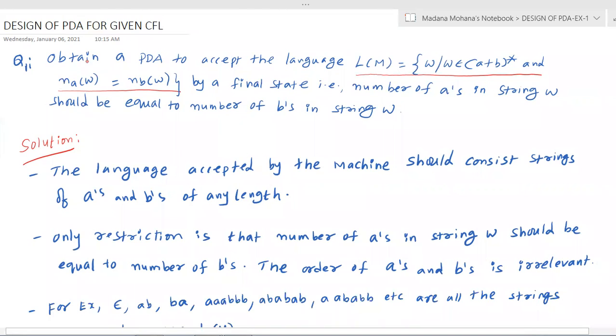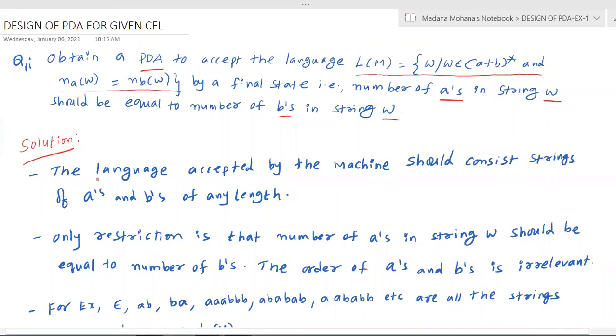Read the question. Obtain a PDA to accept the language L(M) = {w | w belongs to (a+b)*, and n_a(w) = n_b(w)} by final state. What is the meaning of n_a(w) and n_b(w)? That is nothing but the number of a's in string w should be equal to the number of b's in string w. So this condition needs to be satisfied by the language L(M) = {w | w belongs to (a,b)*}.